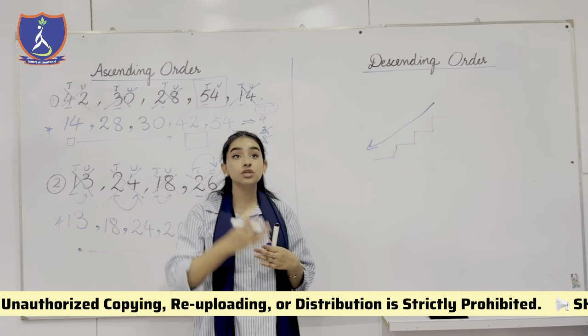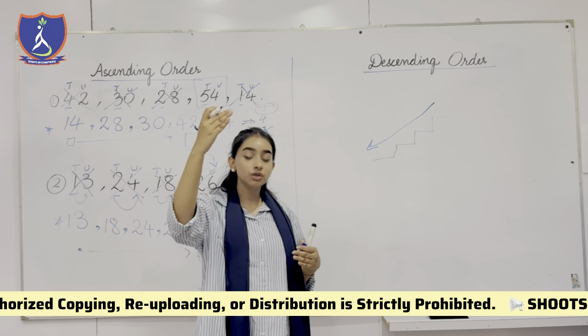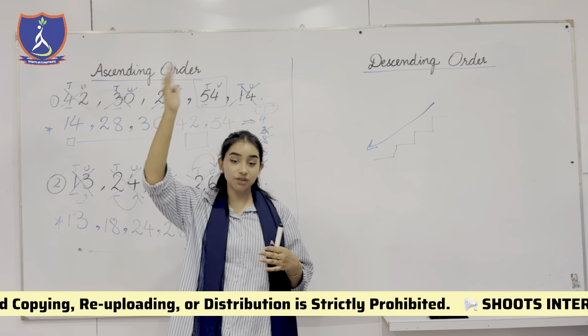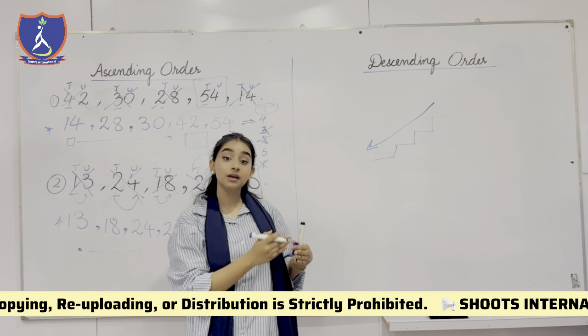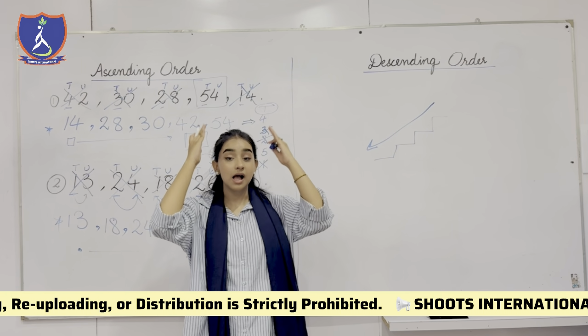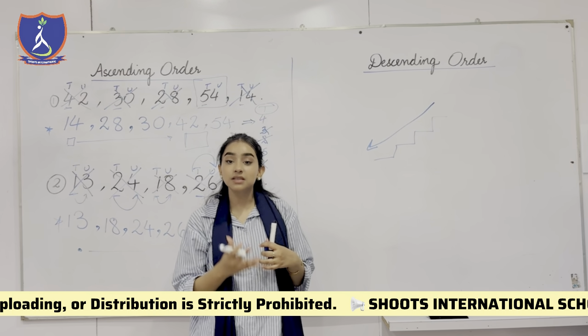So you are going to come down from the escalator, right? And you are going to come from the highest floor, from 4th, 5th or 7th floor till the ground floor, till the parking area. You are coming from the highest area to the lowest area. This is known as descending order.